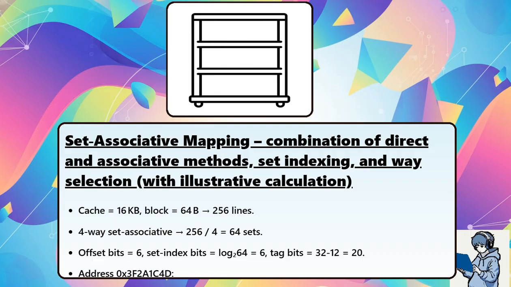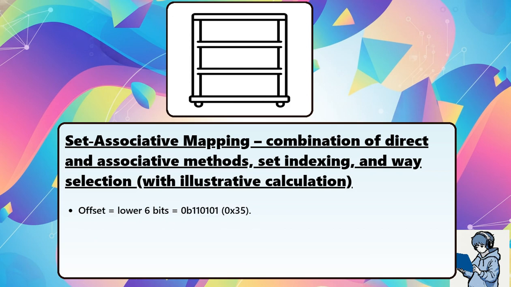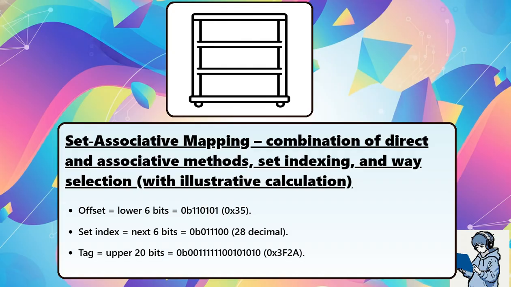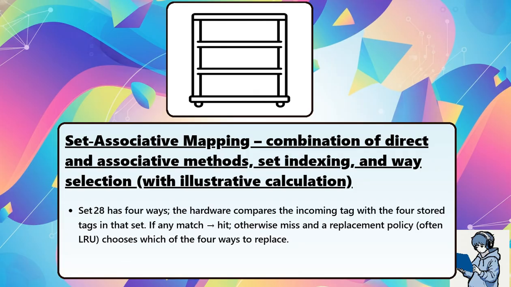Address 0x3F2A1C4D. Offset equals lower 6 bits equals binary 110101, which is 0x35. Set index equals next 6 bits equals binary 011100, which is 28 decimal. Tag equals upper 20 bits equals binary 0011111000101010, which is 0x3F2A. Set 28 has 4 ways.